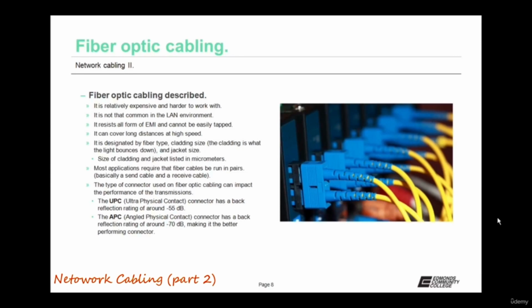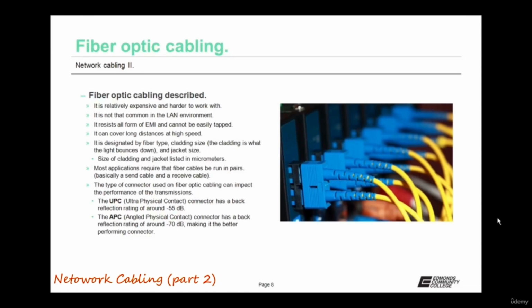It also can cover long distances at high speed. Fiber optic cabling is designated by fiber type, cladding size. By the way, the cladding is what the light bounces down, and its jacket size, that outer jacket that covers the cable. The size of the cladding and the size of the jacket are listed in micrometers. Most applications of fiber optic cabling require that the cables be run in pairs. One cable to send transmissions, one cable to receive transmissions.